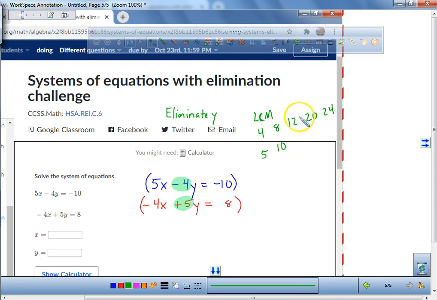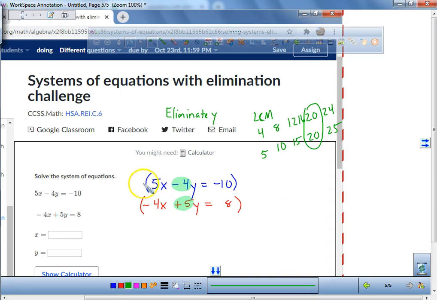Oh, I apologize. There's 16. There we go. 16, 20. We got 5, 10, 15, 20, 25. All right, so right now, can you guys see the 20? That's called the least common multiple between a 4 and a 5. So that's going to really help us in our elimination strategy.